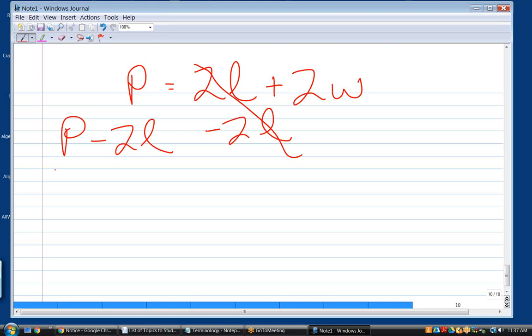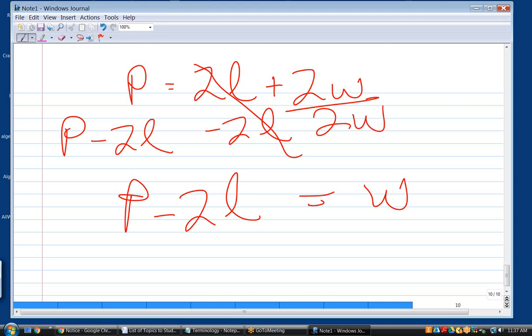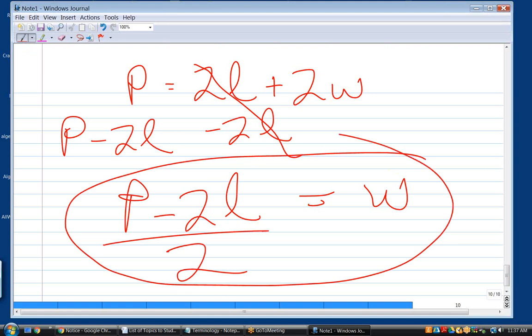Not 2W. Remember what we're trying to do. We're trying to end up with W on the right side. If I divide by 2W, I'm going to end up with the number 1 on the right side. So it's always important to only divide by what you're trying to get rid of. We're trying to lose the 2. The 2 is a multiplier, so we want to divide by 2. So there's our answer.